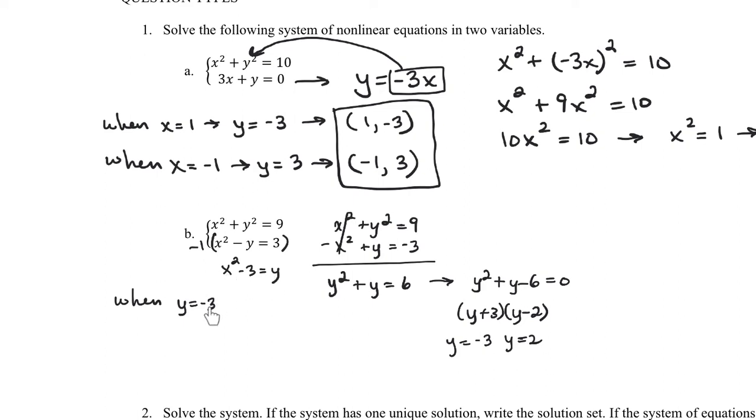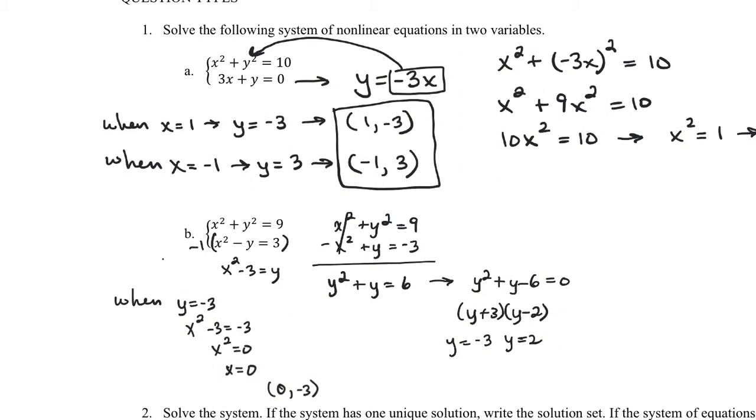So if I plug in negative 3 for this y, then I get x squared minus 3 equals negative 3. If I add the 3 to both sides, I get x squared equals 0. So x equals 0. So the solution there is 0 comma negative 3.